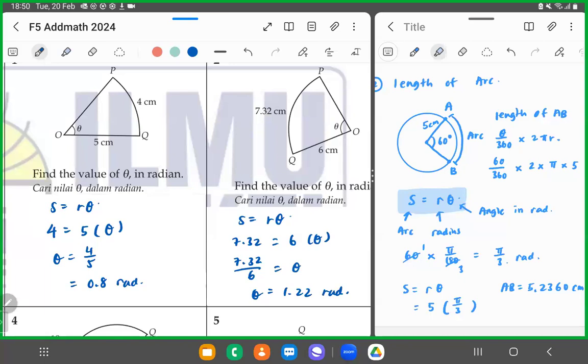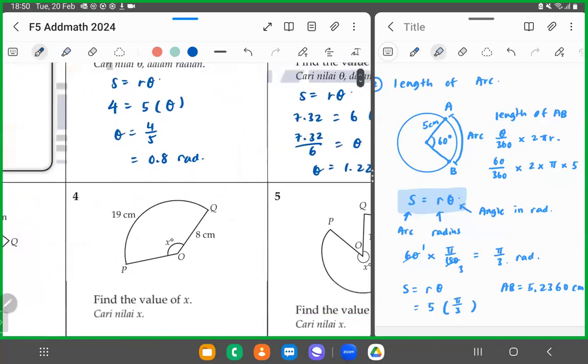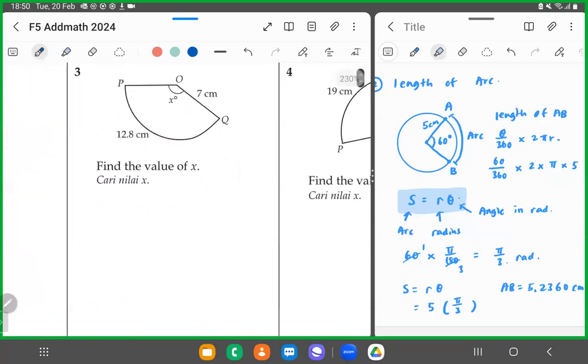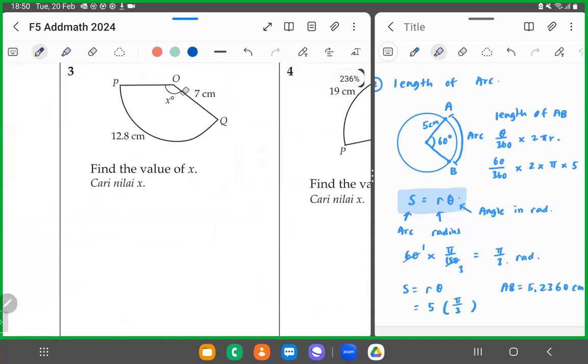Okay, next one. Question number 3. What if the question asks us for the value of x, and this one is in degrees. If it is in degrees, same formula also, don't worry. S equals R theta. 12.8 equals radius 7, theta we don't know. So find the theta first. The theta will be in radians. After you get the radian, then only you change. So theta equals 12.8 divided by 7. Keep the long number in your calculator, 1.829, I think.